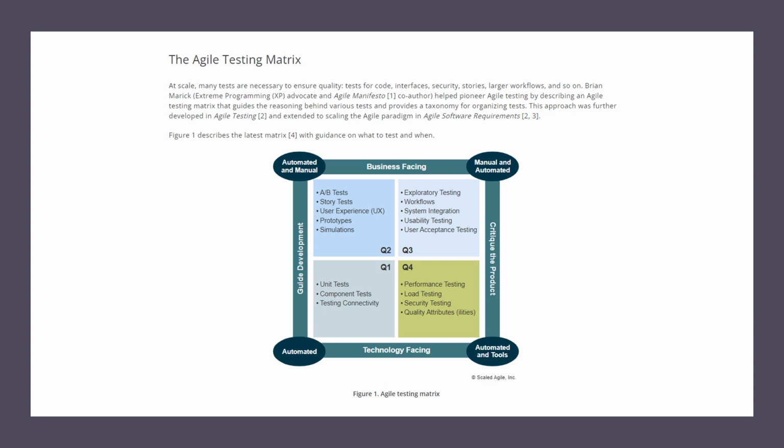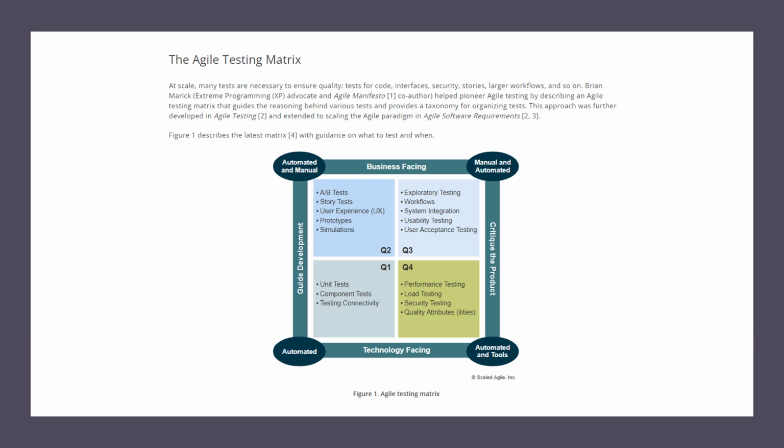This approach was further developed in Agile Testing and extended to scaling the agile paradigm in the book Agile Software Requirements. The picture you are seeing here is the Agile Testing Matrix. The horizontal axis has technology facing and business facing. The vertical axis has gate development and critique the product. And four quadrants cover different areas of testing.